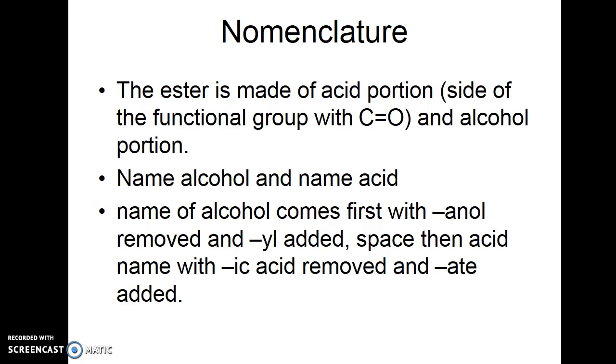To name an ester, what do you do? You look at the acid portion and you look at the alcohol portion. You name each of those. The alcohol comes first in the name, and we take the "-anol" off and put "-yl" on it. You put a space because this is now a separate carbon chain, and we then take the acid name, take the "-ic" off, and make it "-ate". Let's look at an example.